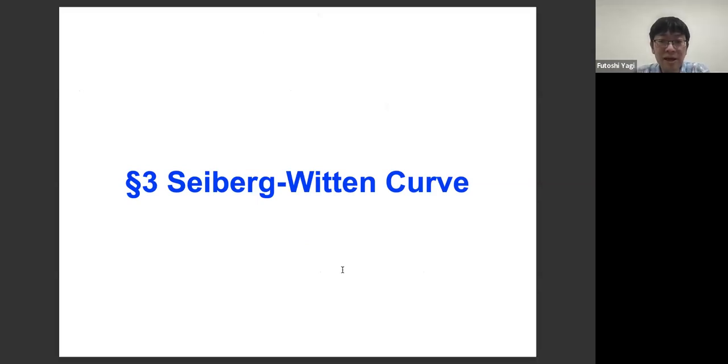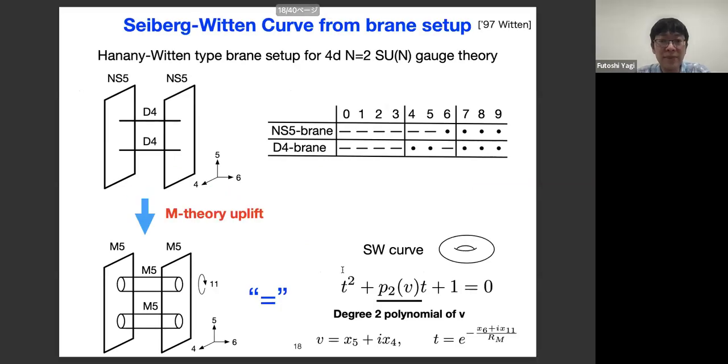So next, I would like to go to Seiberg-Witten curve. I also would like to discuss that this kind of thing can also be discussed at the level of Seiberg-Witten curve. And in order to discuss Seiberg-Witten curve, it would be useful to discuss the construction of Seiberg-Witten curve based on this Hanany-Witten type brane setup.